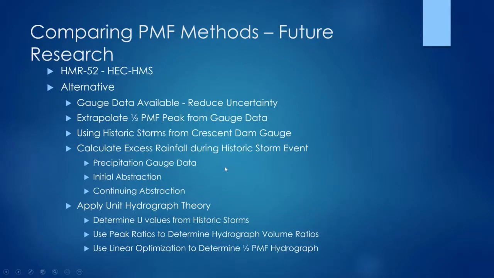And so this is also some ideas I had for a different alternative using unit hydrograph theory and the gauges, along with historic rainfall data for future research, and linear optimization to be able to come up with the volume of the PMF, which would be based off of historic storm data in that specific area.